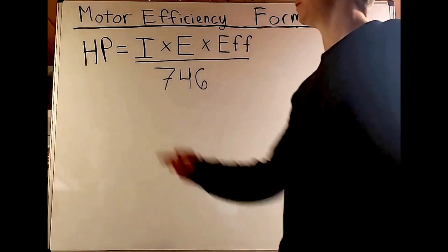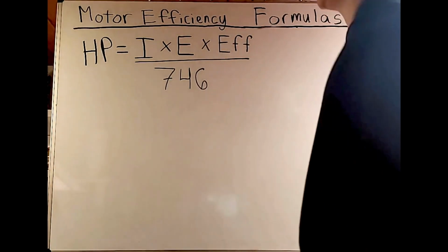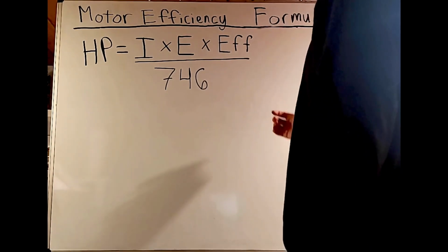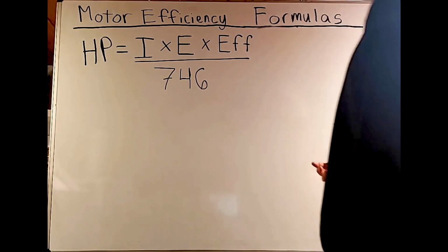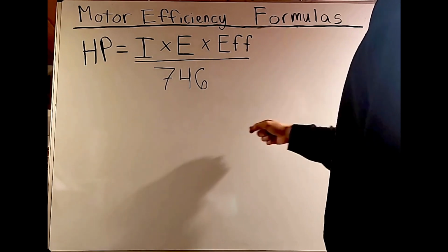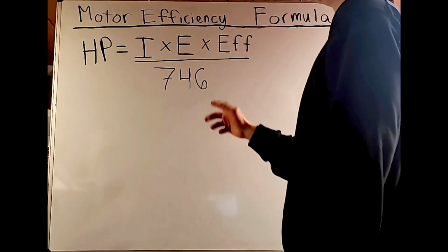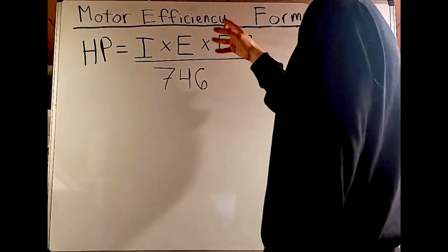Welcome to this video all about motor efficiency formulas. We see the first formula here. Horsepower equals I times E, current times voltage, times EFF, where EFF stands for your efficiency in percentage, over 746. 746 is just a constant. It's a number that we're going to use in this formula.